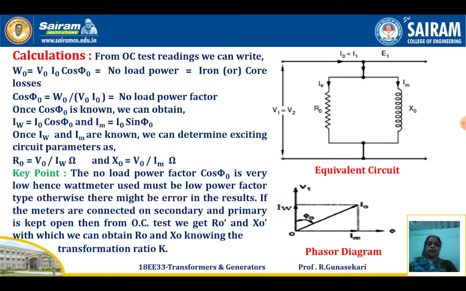Then the phasor diagram. Flux phi is taken as the reference vector. The magnetizing component I mu is in phase with the flux. The working component IW is in phase with V1. The vector sum of IW and I mu is I0. The angle between V0 or V1 and I0 is nothing but phi naught.